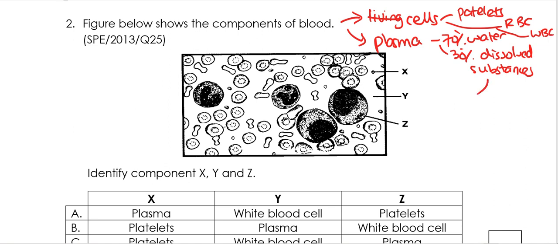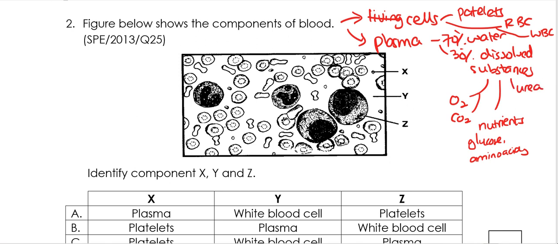What kind of dissolved substances can we find in blood? It can be gases like oxygen and carbon dioxide. It can be nutrients, like glucose, sugars, and amino acids. And it also can contain waste products like urea and toxins, and also minerals.